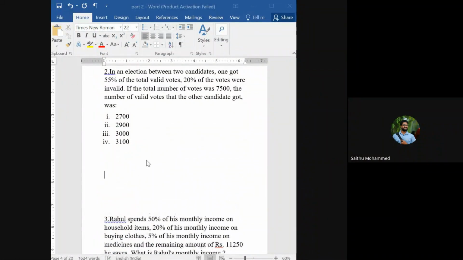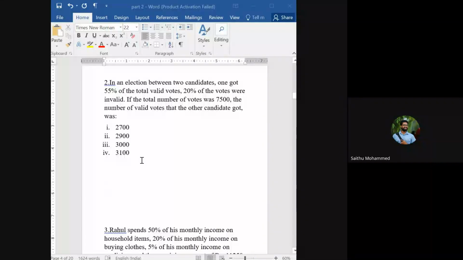In an election between two candidates, one candidate got 55% of total valid votes. 20% of the votes were invalid. If the total number of votes was 7,500, the number of valid votes that the other candidate got was: then options are here. If you have understood the concept, and you may have done this in school or prepared for some competitive examination, you can do it and share your answer in the chat box, wrong or right, no problem.